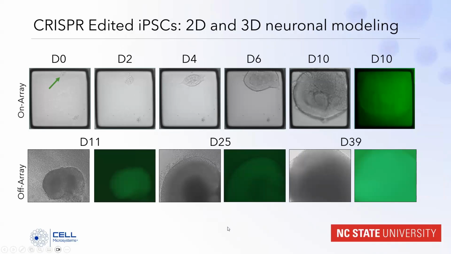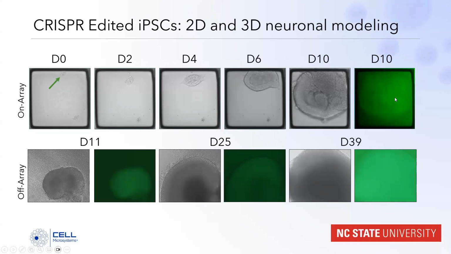So we did this in 2 ways. We did this in 3 dimensions, which you see here, as well as in 2 dimensions. So the 3-dimensional differentiation was also achieved using our array and our instrumentation. You can see here at day 0, the single cell. We perform the neuronal differentiation directly on the array in an extracellular matrix, and you can see the canonical formation of an embryoid body as we go through the cerebral differentiation process.